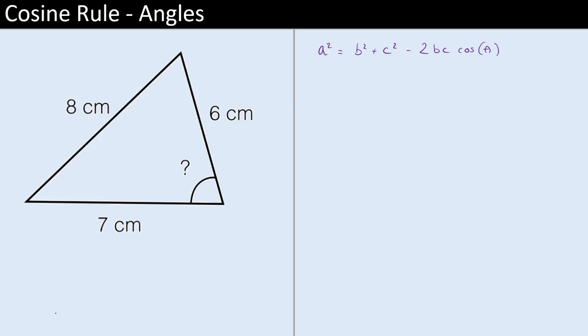Now, the capital letter is the angle that I'm after. I'm after that angle there, which makes this lowercase a, and these the b and the c, and it doesn't matter what order they go in. So we plug things in. 8 squared equals 7 squared plus 6 squared minus 2 times 7 times 6 times cos capital A. Now, this time we've got to be a little bit more careful about what we work out. 8 squared is 64. 7 squared is 49. 6 squared is 36. That's fair enough. Take away 2 times 7, which is 14. 14 times 6 is 84.